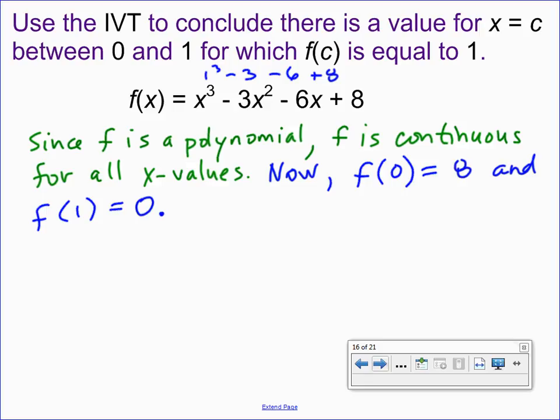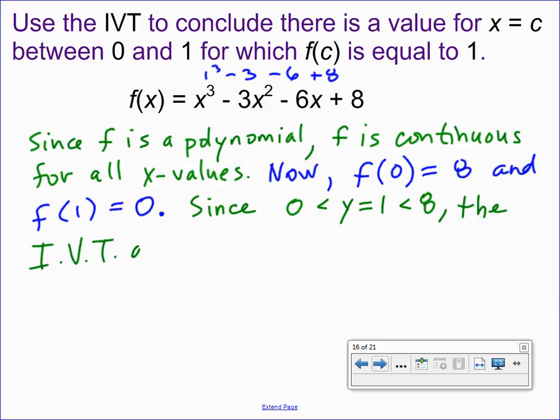What were we asked to do? We were asked to conclude that there's some value for x, call it x equals c, between 0 and 1, that's my a and b, for which f of c is equal to 1. So what's my y value of concern? Is it 8? No. Is it 0? No. My y value of concern is 1. Since 0 is less than y equals 1 is less than 8, the intermediate value theorem guarantees an x equals c value.